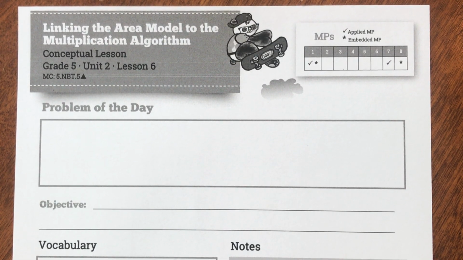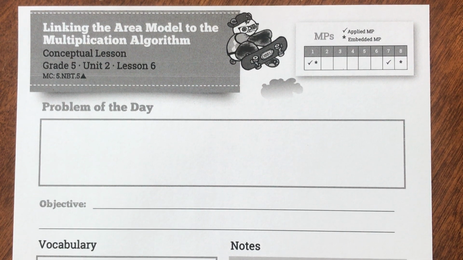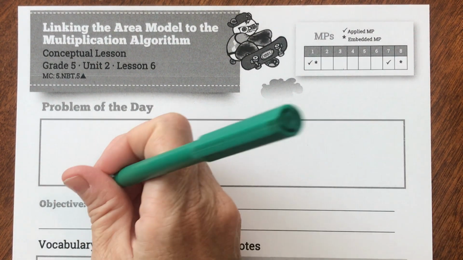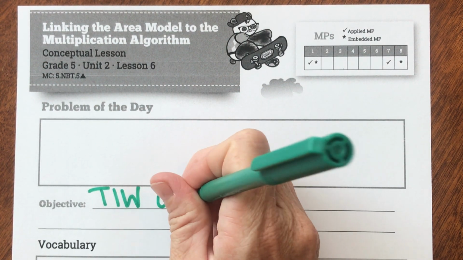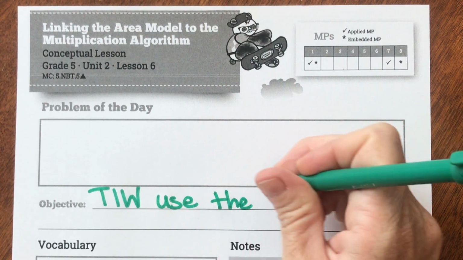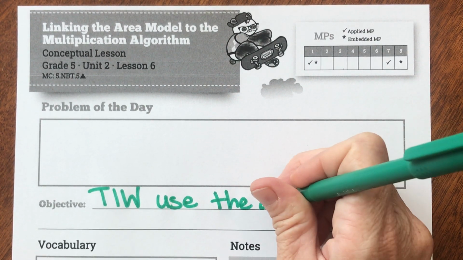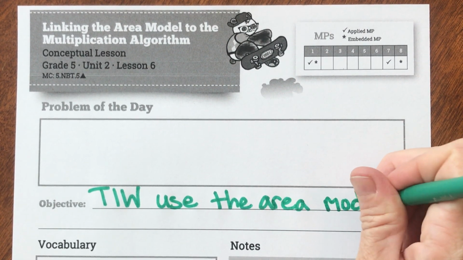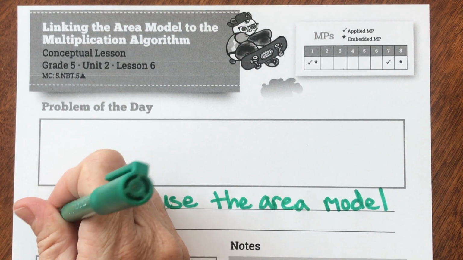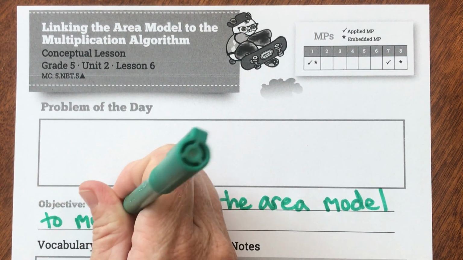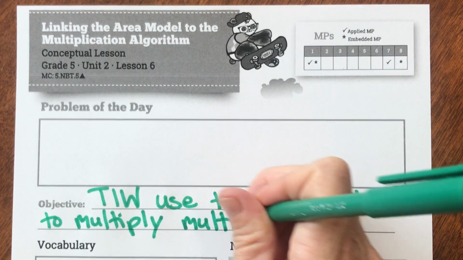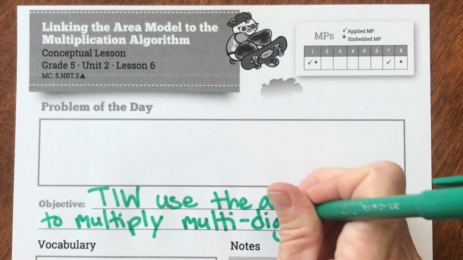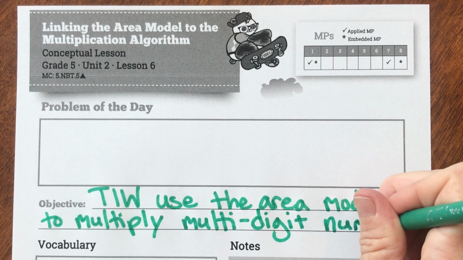Today we are on page 131 of your student journal, and our objective of the day is: today I will use the area model to multiply multi-digit numbers.